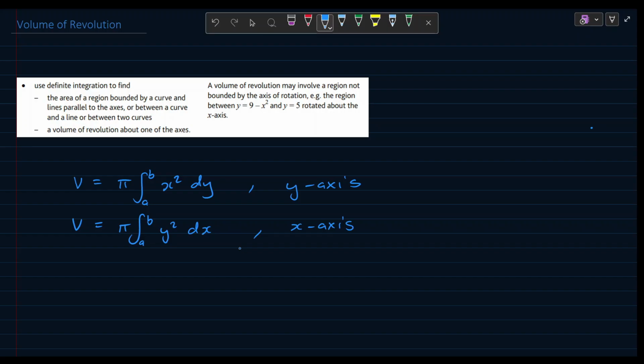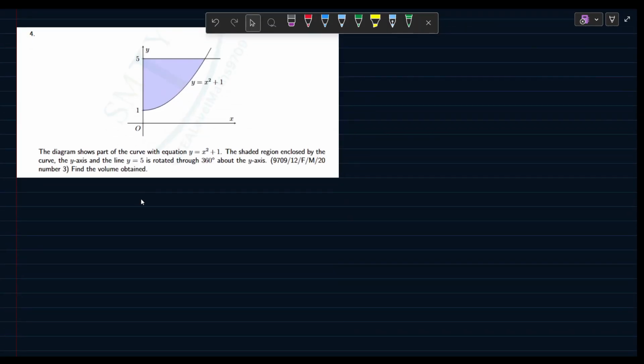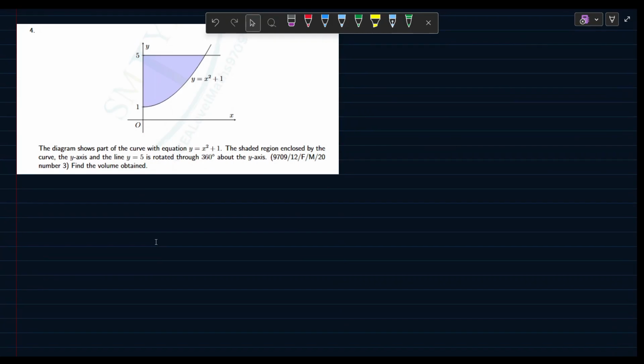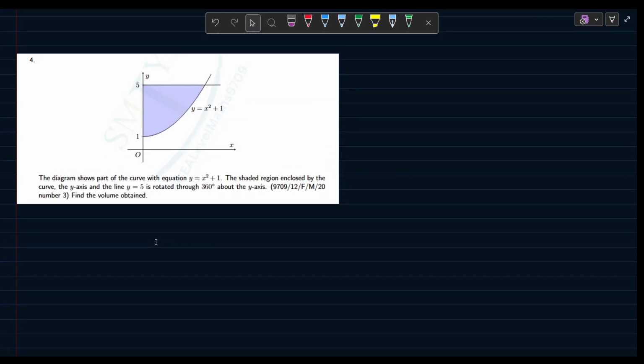Alright, so let's look at some examples and actually apply these two formulas. Here we're given that the diagram shows part of a curve with the equation y is equal to x squared plus 1. The shaded region enclosed by the curve, the y-axis, and the line y equals 5 is rotated through 360 degrees about the y-axis. Find the volume obtained. Let me see if I can draw the actual rotation just so that you guys can visualize what's actually going on.